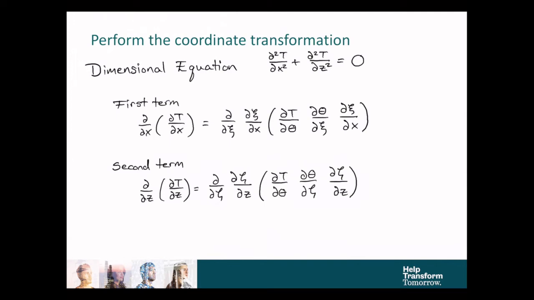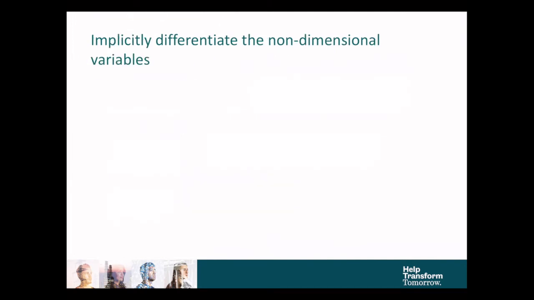So basically, it is what it is. All right, so those are the two terms in our new non-dimensional equation that we're going to need. In order to calculate those values like dt d theta and dx dx, we actually need to implicitly differentiate the non-dimensional variables. And work with me. We've just got a couple more steps in this process, and then all the steps will come together to simplify our equation.